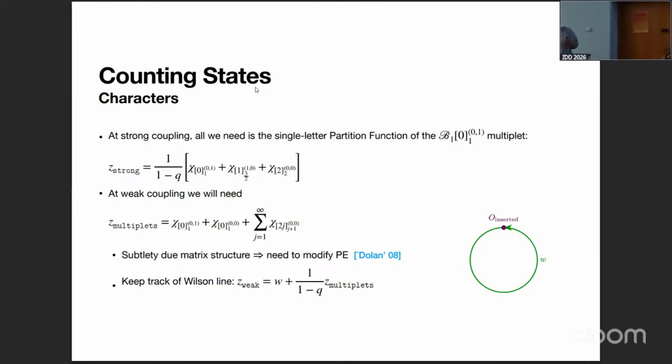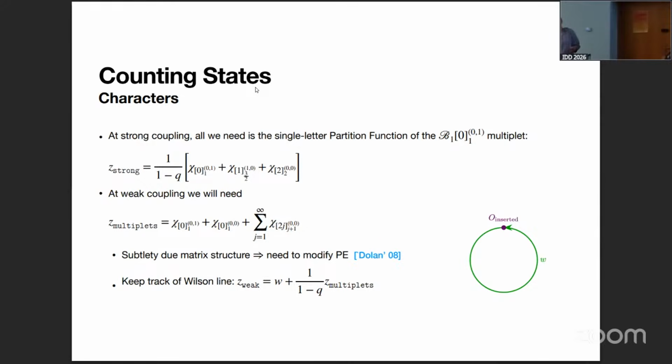And so here, more precisely, what we have at strong coupling, for example, as I already told, is just one multiplet, and then we have these three super descendants, and for each of them we associate a character. It will be our single letter partition function, meaning which single letters we can have. And then over here, we take into account that they have derivatives applied on top.